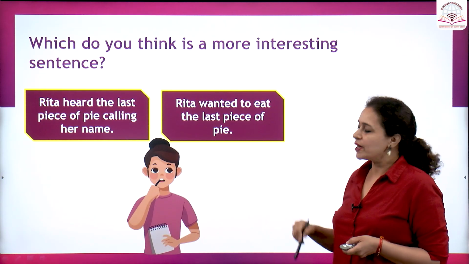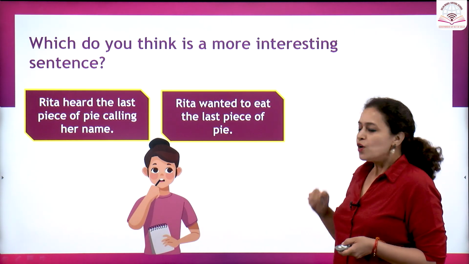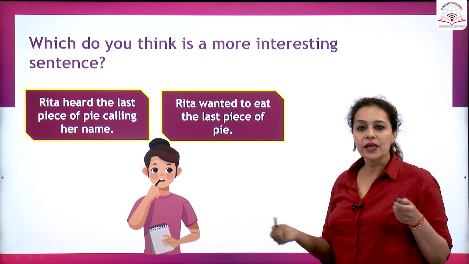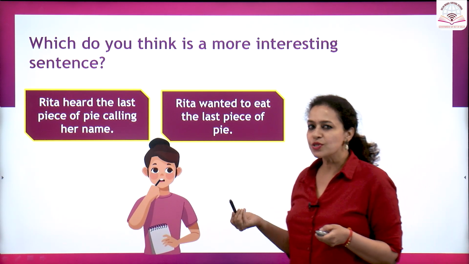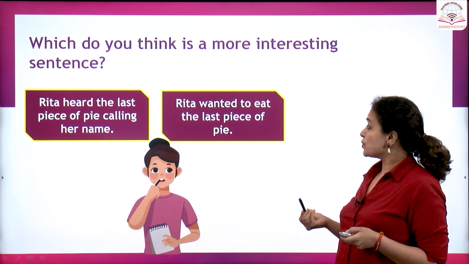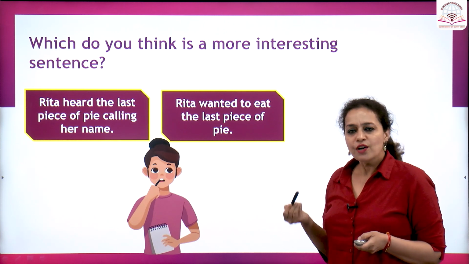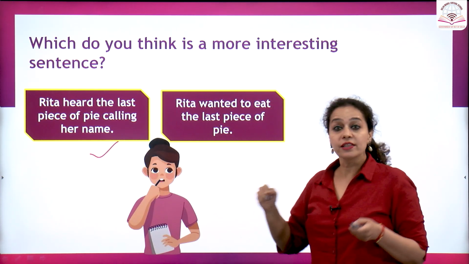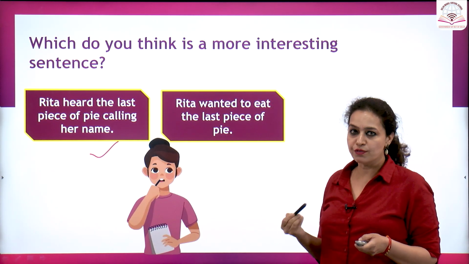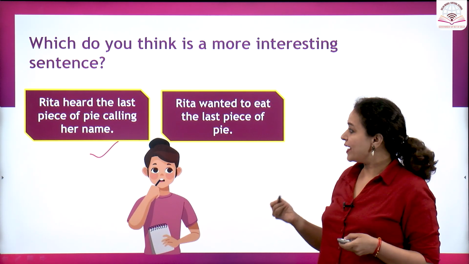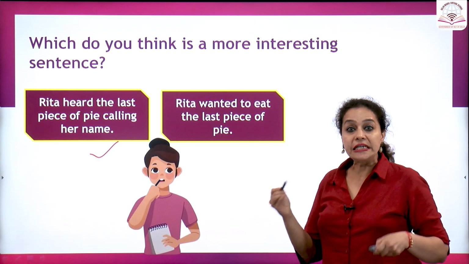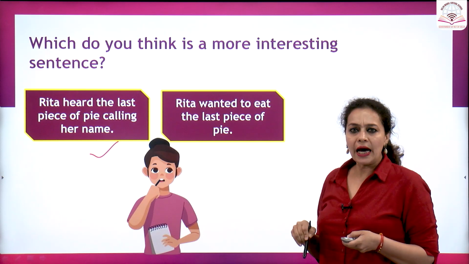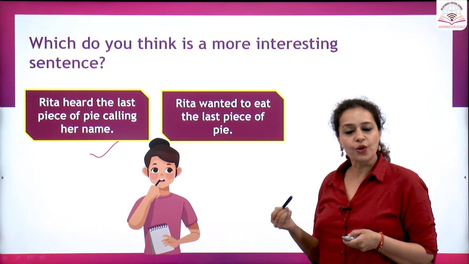Now let's have a look at this very simple example. When you listen to this sentence, Rita heard the last piece of pie calling her name. And now just listen to the second one. Rita wanted to eat the last piece of pie. Which sounds more interesting? Obviously, the first one. So here the piece of pie is being personified as if the piece of pie is calling Rita to eat it up. So this is the use of personification and it leaves a lasting impact on the readers.